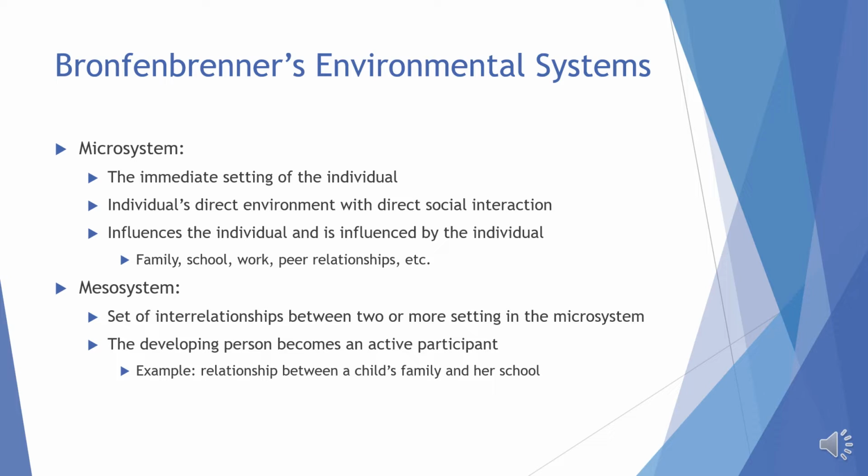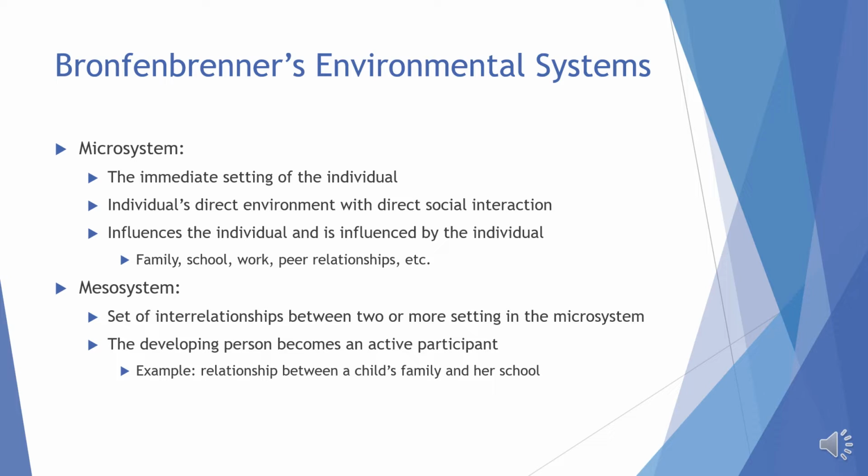These environmental systems begin with the microsystem, and the microsystem is the immediate setting of the individual. The individual's direct environment with direct social interaction is what makes up this microsystem. The microsystem influences the individual, and the microsystem is also influenced by the individual. So this would include things like the immediate family, the individual's school context or work context, peer relationships, or any environmental system that the individual has direct contact with.